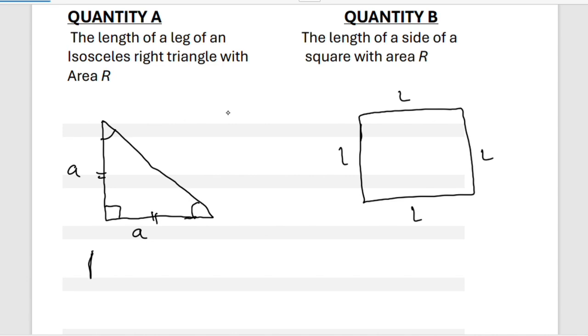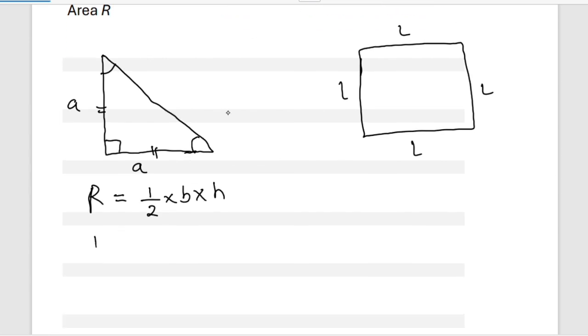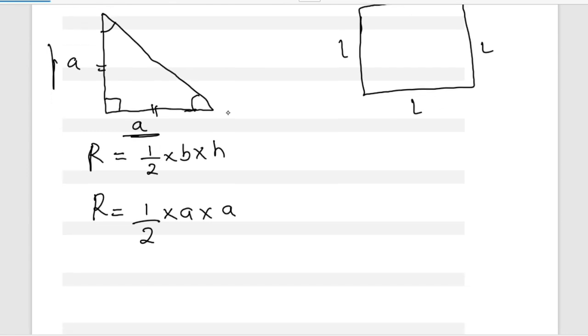So let's say our R is half base times height, which is the area of a triangle. So that means R is equal to, what is the base here? The base here is A, and the height is also A. So this is the base and this is the height. So this means that R here is equal to 1 over 2 A squared, which is just A squared over 2.